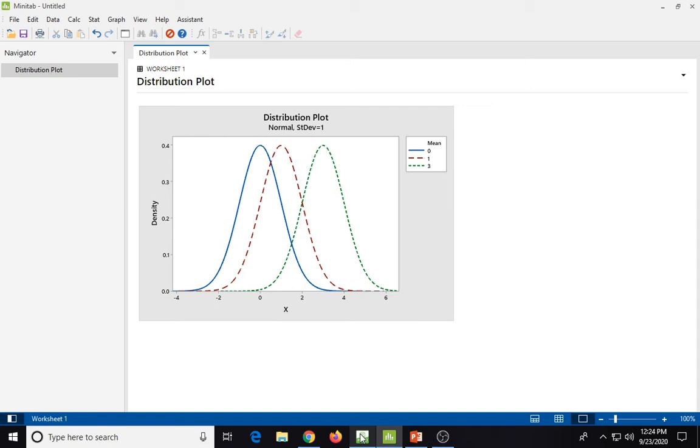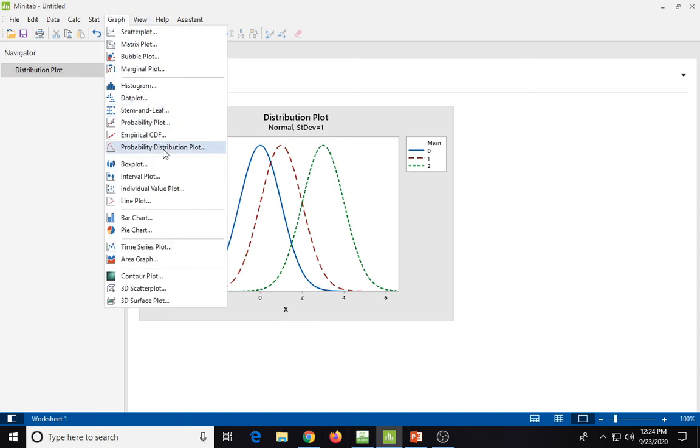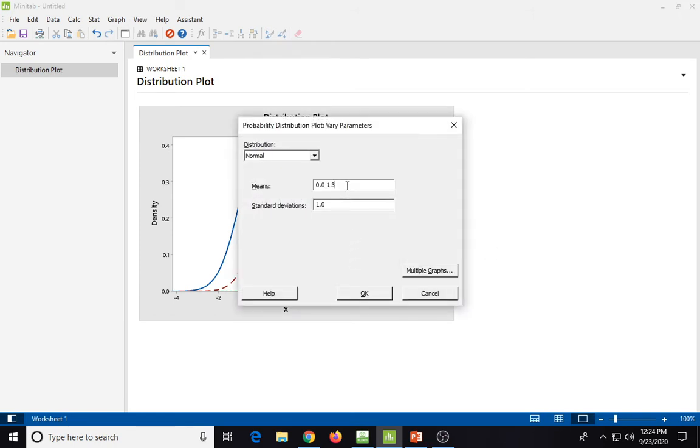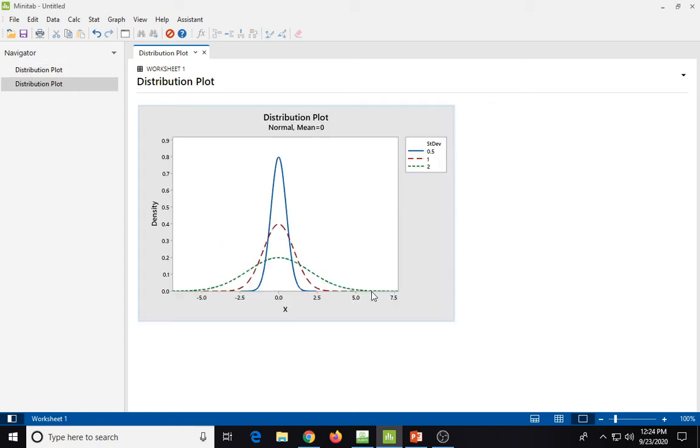And let's draw another one. What I'm going to do is go to graph, probability distribution plots, and vary the probability. Instead of the mean, I'm going to have the mean of 0, and what are my various standard deviations? 0.5, 1, and 2. So here, 0.5. 1 is a little bit more spread out, and 2 is much more spread out.